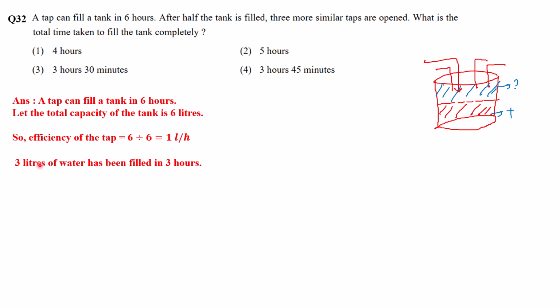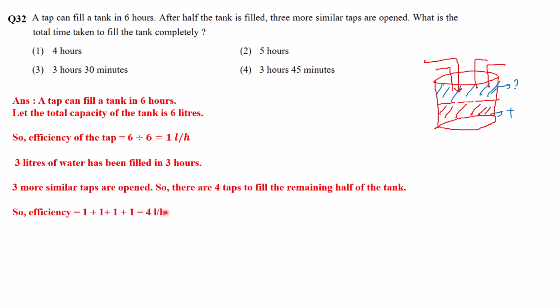Okay. So 3 liters of water has been filled in 3 hours, because it says after half the tank is filled. Half the tank means 3 liters. So 6 liters it filled in 6 hours, so 3 liters it will fill in 3 hours, isn't it? Now after that what happened? 3 more similar taps are opened. So now there are 4 taps to fill the remaining half of the tank, isn't it? Remaining half means 3 liters.